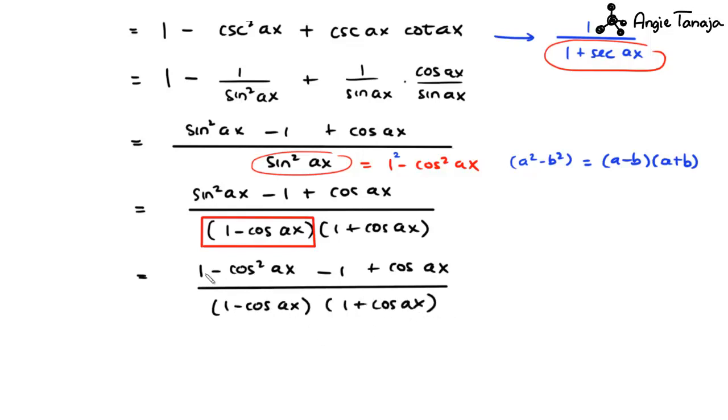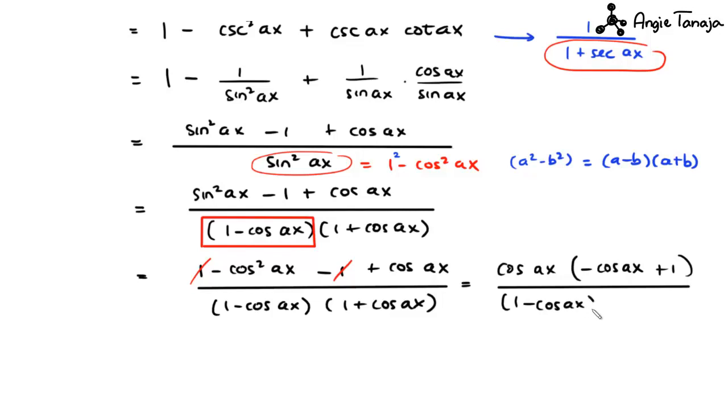Okay, then I can just cancel this, and you see what happened here. If I factorize the numerator, what I will get here is negative cos ax plus 1, which is exactly equivalent to 1 minus cos ax. So I times it with 1 plus cos ax here, so then I just cancel this term. So you see, now we're getting closer to the goal. What we have now is cos ax over 1 plus cos ax, right?